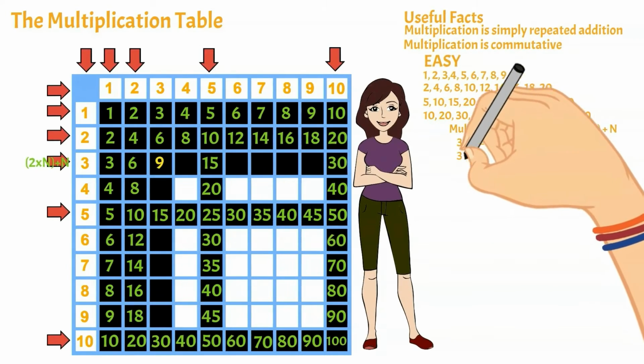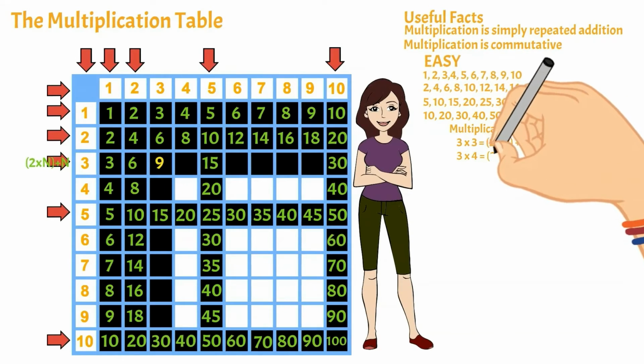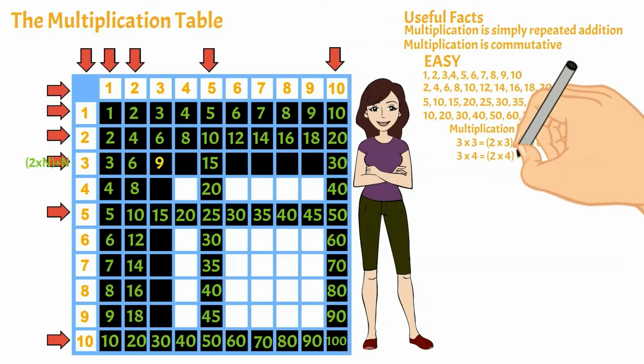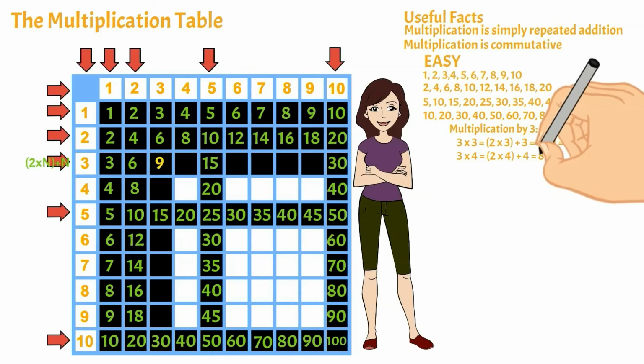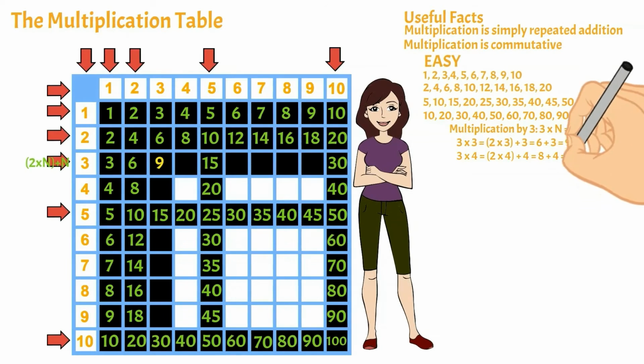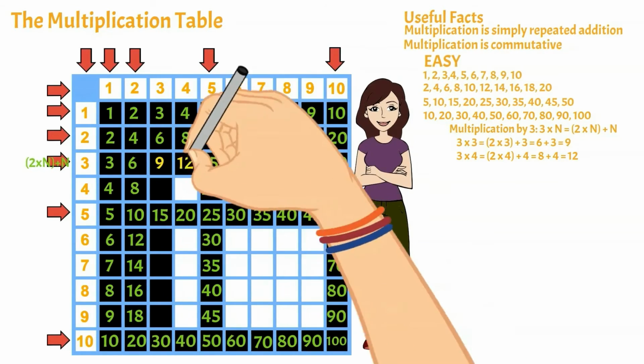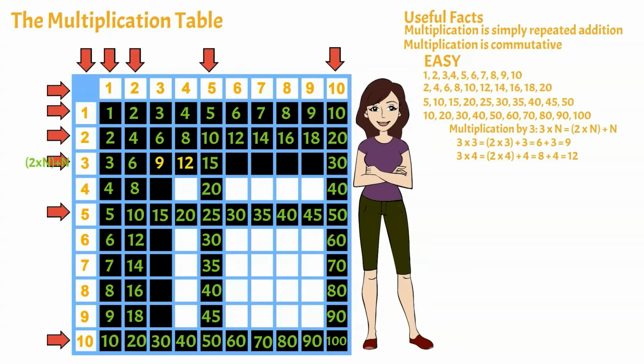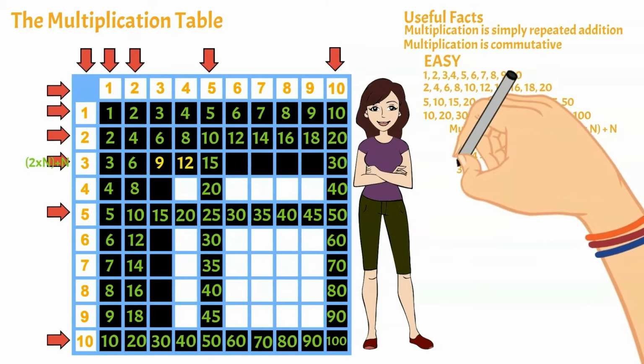3 times 4 equals 2 times 4 plus 4. This is equal to 8 plus 4, which is equal to 12. 3 times 5 equals 15. This is part of the easy ones because of factor 5.